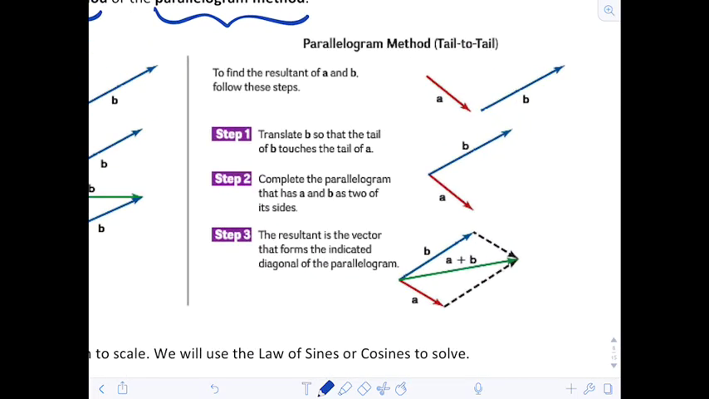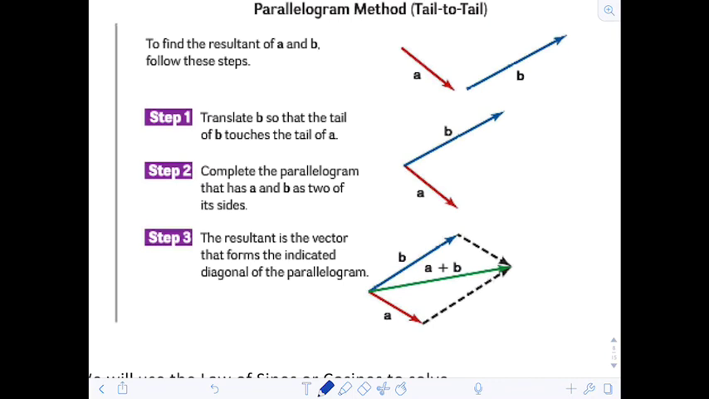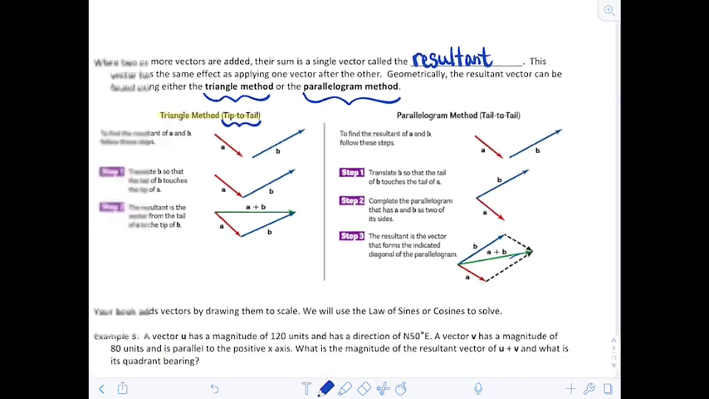The other one is called the parallelogram method, and this is where we have two vectors that are tail to tail. We would slide A and B together so that they are tail to tail, like you see right here. Then we complete the parallelogram that has A and B as two of the sides, so we draw those dashed lines. The resultant is the vector that forms the indicated diagonal. When you have tail to tail, the resultant comes right up through the middle. It doesn't mean that it bisects it, but it does come in between vectors A and B.